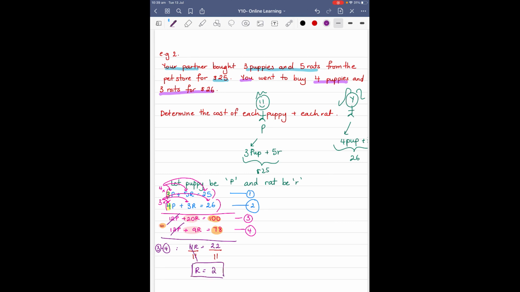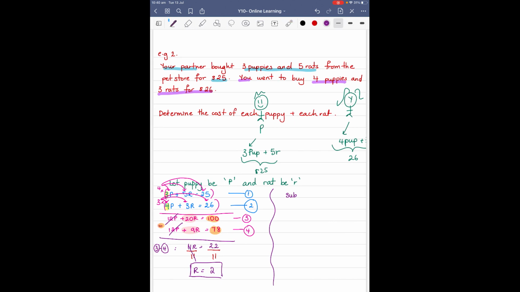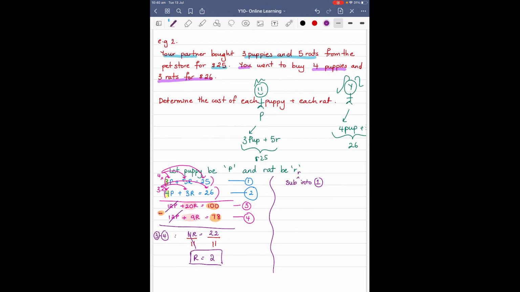So a rat is $2. But we want to find the price of the puppy as well, so we're going to sub. You have a choice of 4 different equations: 1, 2, 3, or 4. I can choose any. We're going to sub r equals 2 into number 1. So it's 3p plus 5r equals 25. Just rewriting that, 3p plus 5 times 2 equals 25. 5 times 2 is 10.